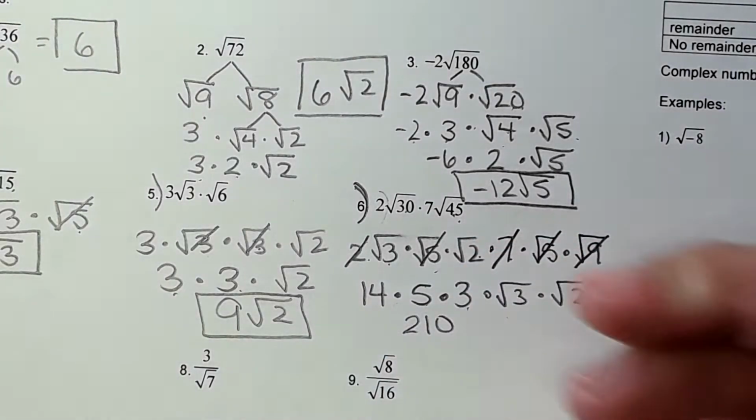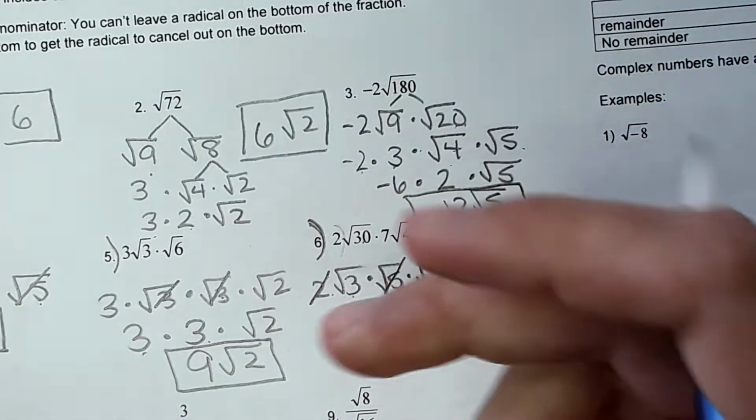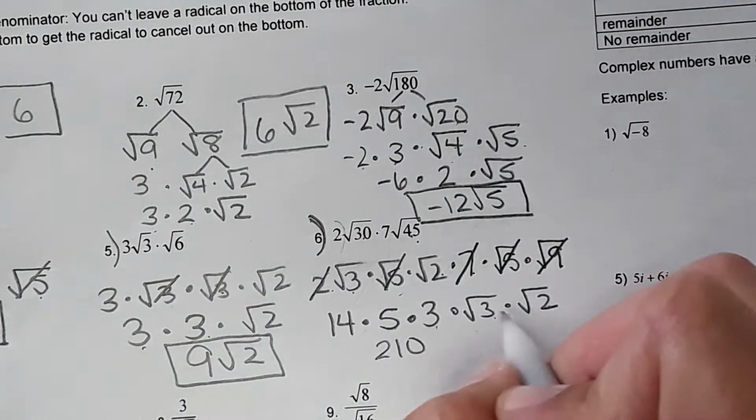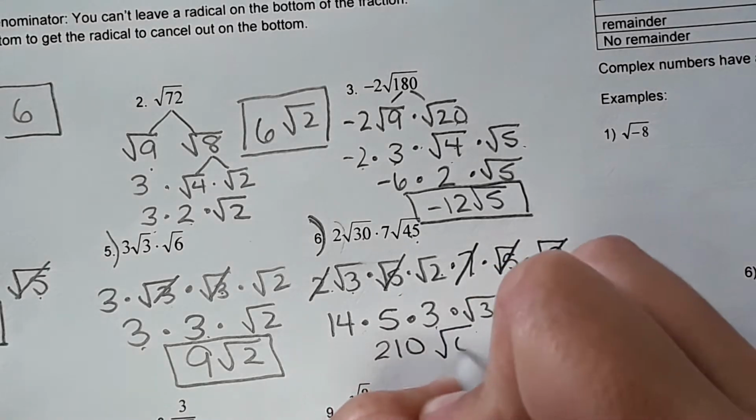Is that what y'all got? I should check it with calculator. But that's what I have on the answer key. Yeah, 210. Okay. And then square root of 3 times square root of 2. I can't do much more with that. I'm just going to put them together as square root of 6.